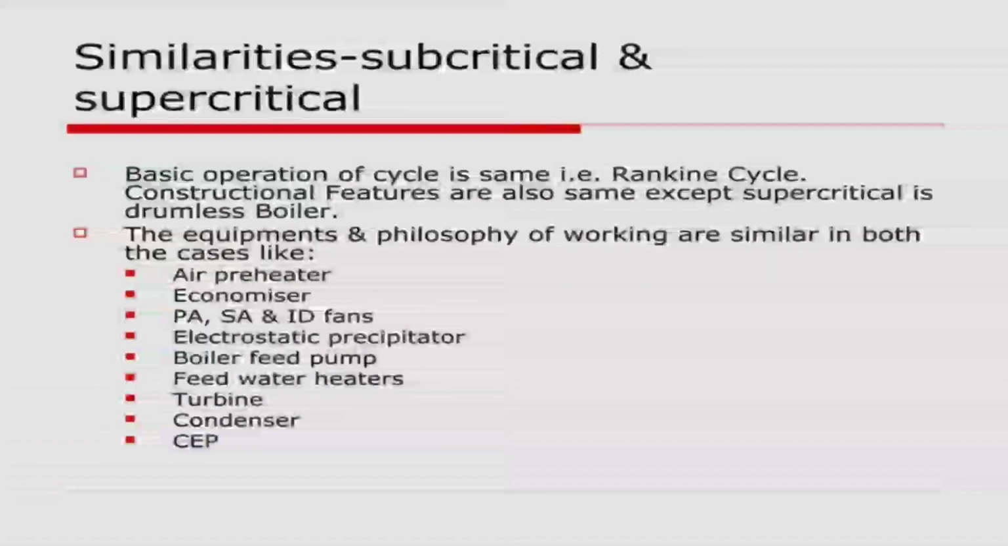Similarities of supercritical and subcritical. First, the basic operation of the cycle is the same, that is the Rankine cycle. Construction features are also the same, but supercritical is a drumless boiler. The equipments and philosophy of working are similar in both cases, like air preheater, economizer, boiler feed pump, feed water heaters, turbine, condenser and electrostatic precipitator.